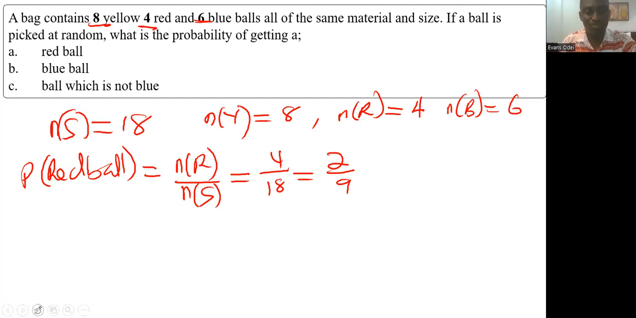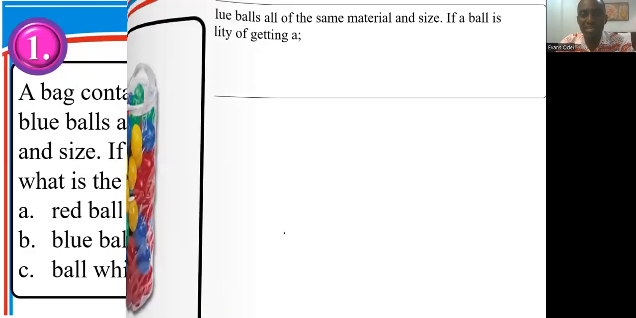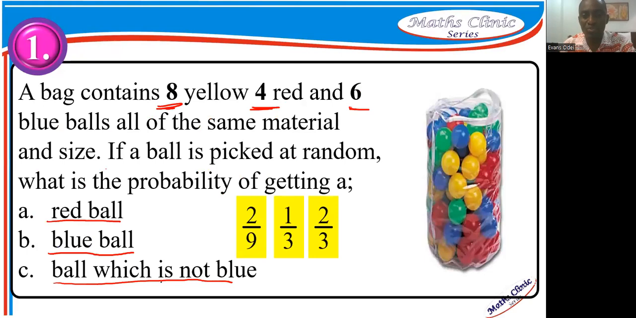Question number 2. We want to find the probability that if you pick the ball, you're going to get a blue ball. And that also is going to be the number of blue balls in the box over the number of sample space. The number of blue balls, we saw that to be 6. Sample space is 18. And this, again, we divide. So 6 divides itself 1 and divides here as 3. And so if you look at the answers that we saw here, the first one is 2 on 9, and the second one is 1 on 3.